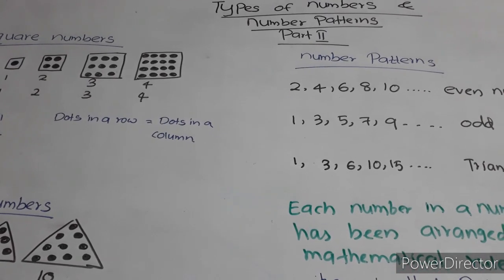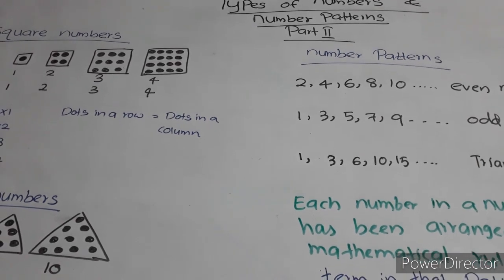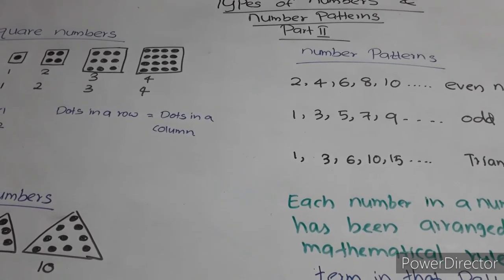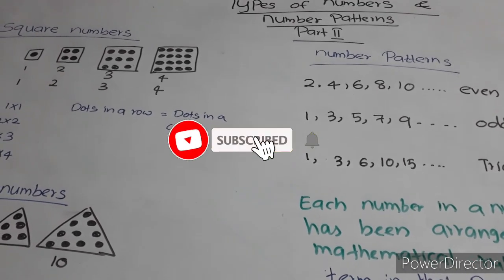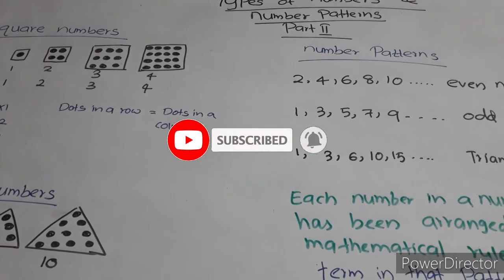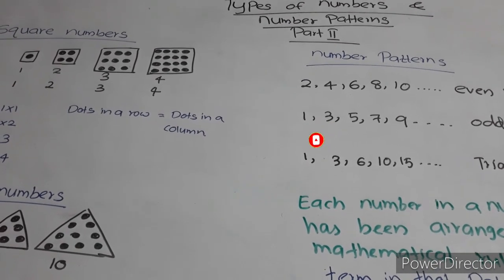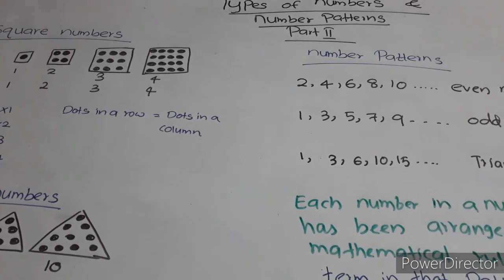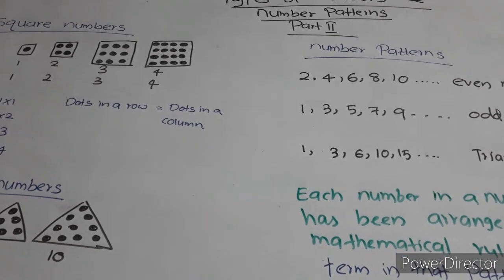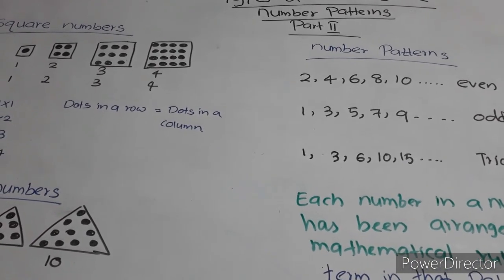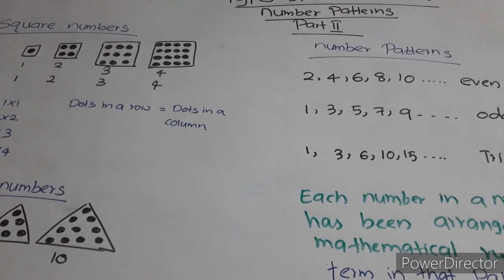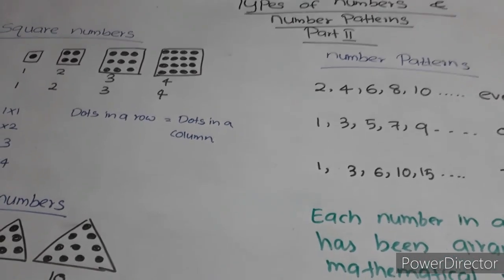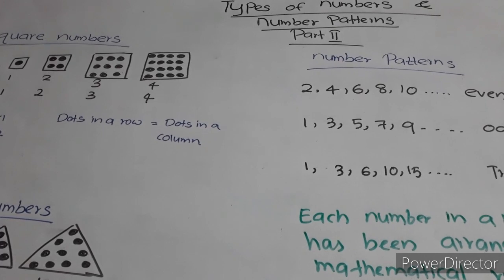Hello students, today my lesson is types of numbers and number patterns, part 2. I have done the earlier lesson in my earlier video. Please watch that video if you have not watched it yet. This is the rest of the lesson. I have done up to composite numbers and the whole numbers. From this video, I hope to complete all the lessons by doing the square numbers, triangular numbers and the number patterns.